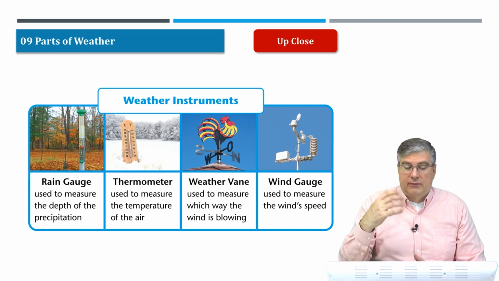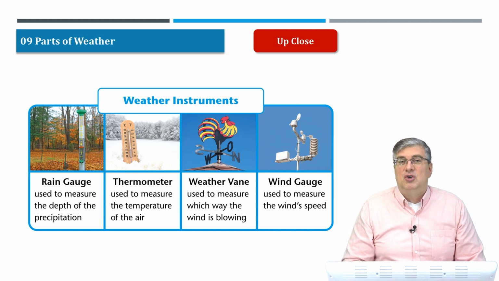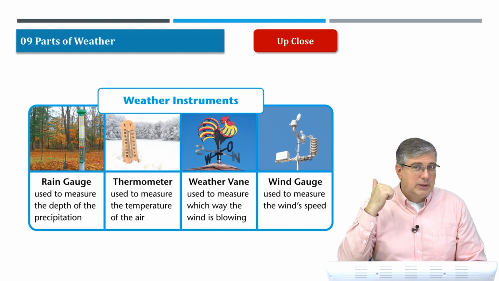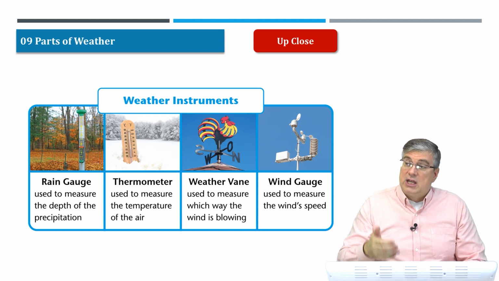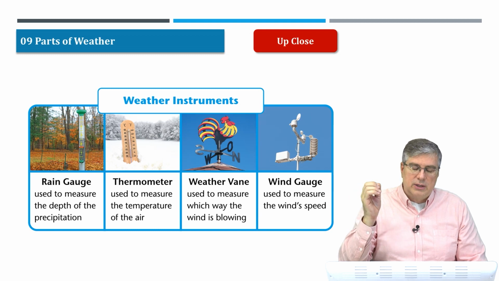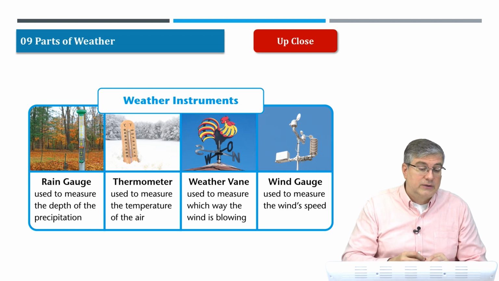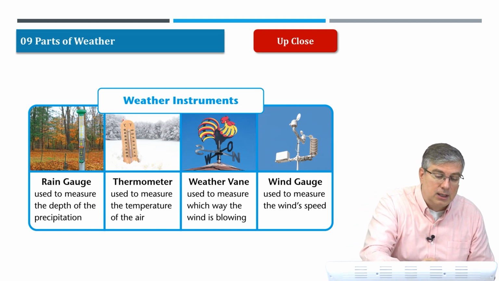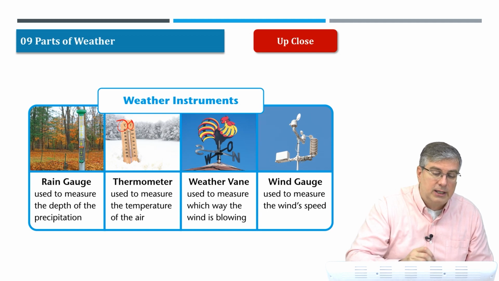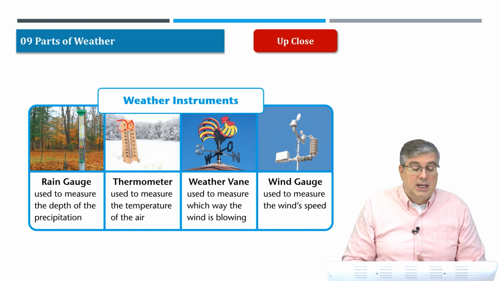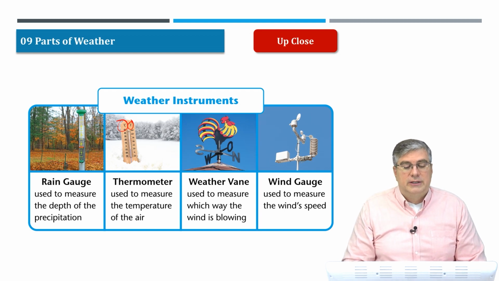A thermometer, of course, is used to measure the temperature of the air. When you want to know how hot it is, whether it's in Fahrenheit or Celsius, you look at a thermometer, and that will tell you what the temperature is, okay? Whichever, and this thermometer, of course, has the two systems. It has Celsius on the left side, and it has Fahrenheit on the right side, okay? Yeah, interesting.